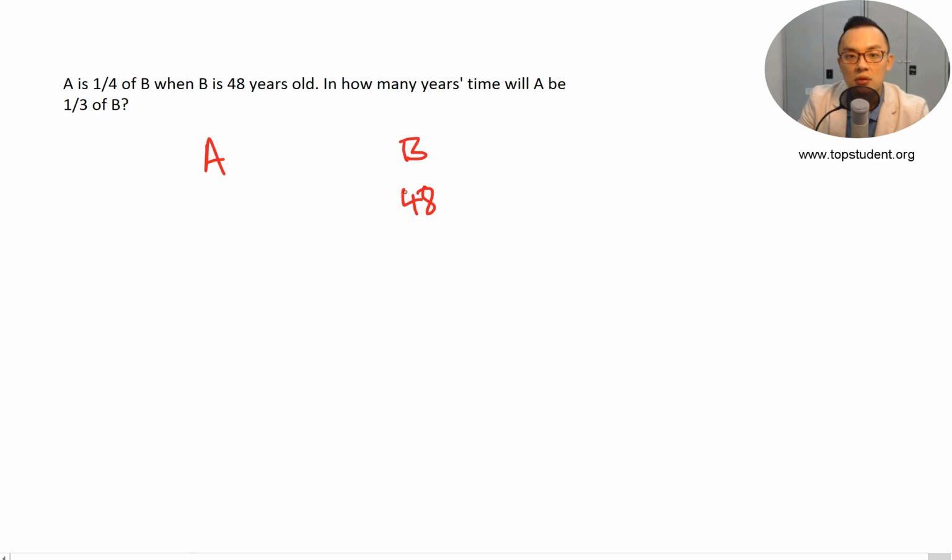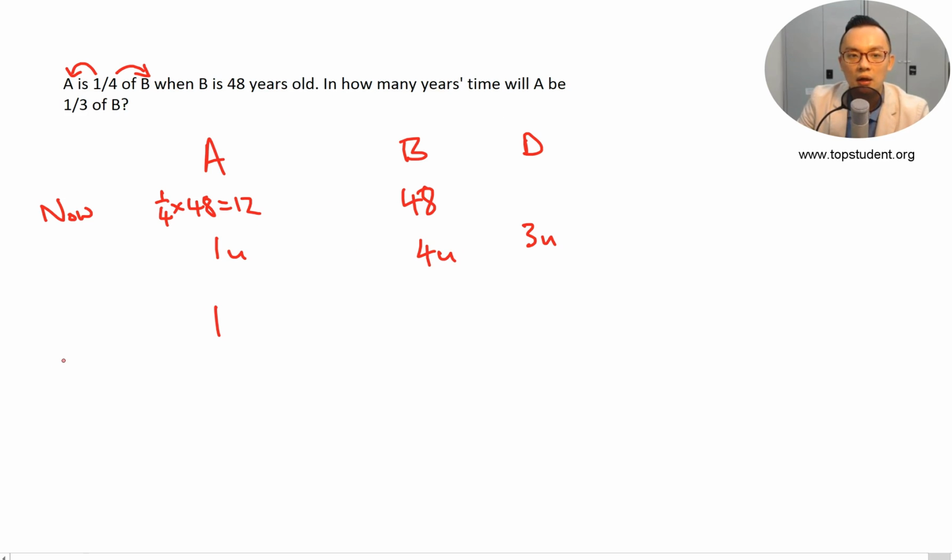B is 48 years old, so this is now. And A is 1/4 of B, so it's 1/4 times 48 equals 12 years old. All right. In how many years' time will A be 1/3 of B? So I also need to write the ratio of A to B is 1:4. So A is the 1 and B is the 4. The difference between them is 3 units.